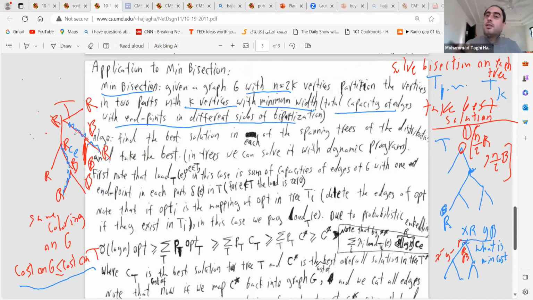So far we found the solution and we said, okay, in the graph you can get the same cost. The part that still remains is that we need to say what about opt? Why is this comparable to opt? And this is the non-trivial part that we need to do.